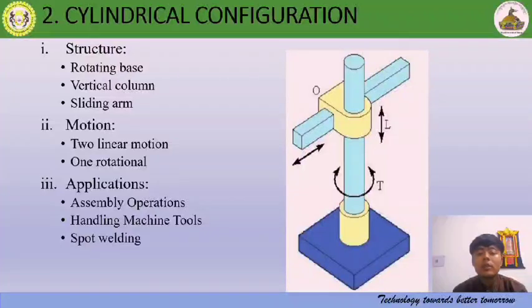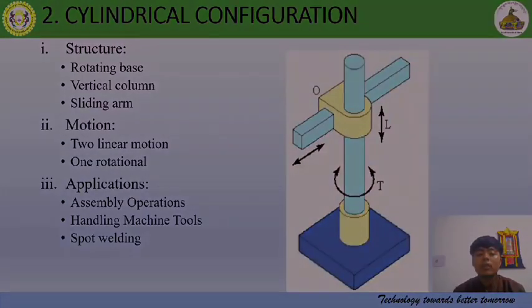So the cylindrical configuration has wide applications such as assembly operations. The robot can be used to assemble parts in manufacturing processes where precision and repeatability are crucial. Next, handling machine tools. It can load and unload materials from machine tools such as CNC machines, enhancing automation and efficiency. And next, about spot welding. The robot can perform spot welding tasks, joining metal parts at specific points with high precision.